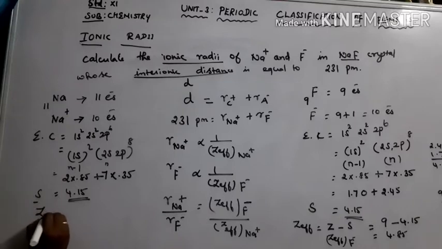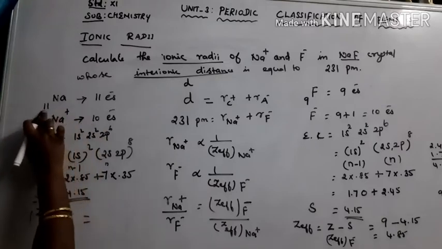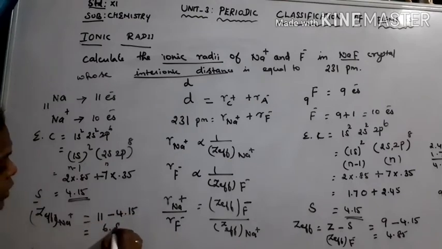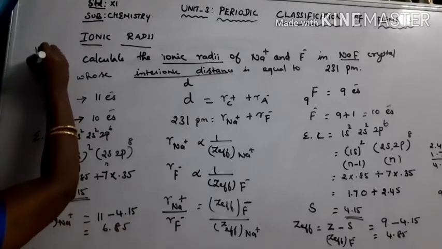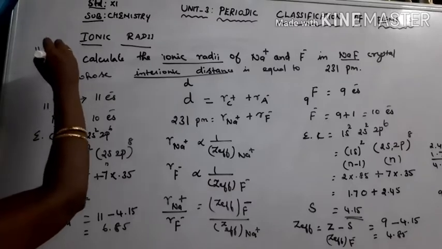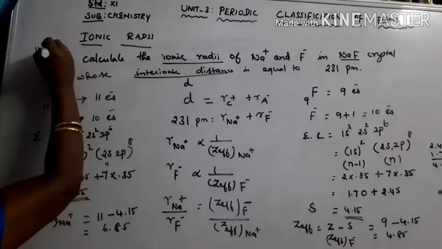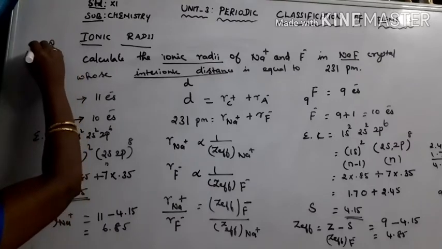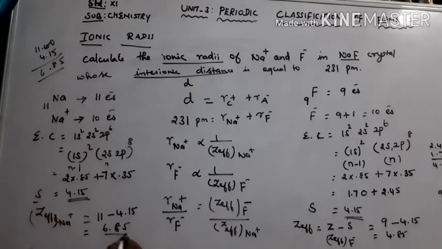So now Z effective nuclear charge of Na plus equal to, what's the atomic number for sodium? 11. 11 minus 4.15, which is equal to 6.85. Isn't it? 11 minus 4.15. Okay, 6.85. Now let us substitute this in this formula.